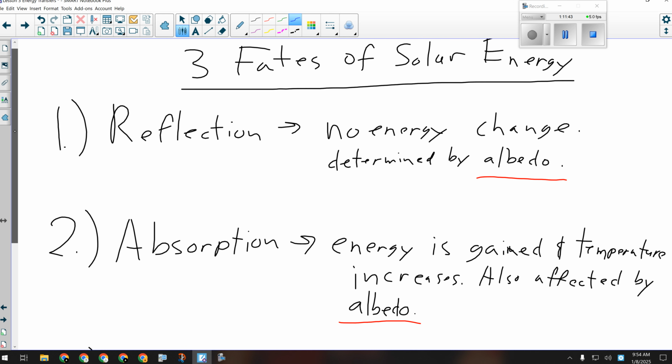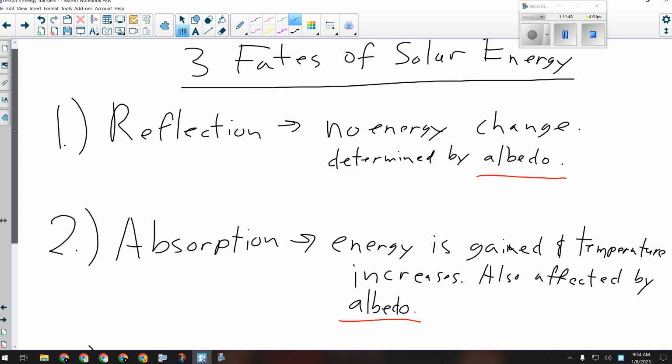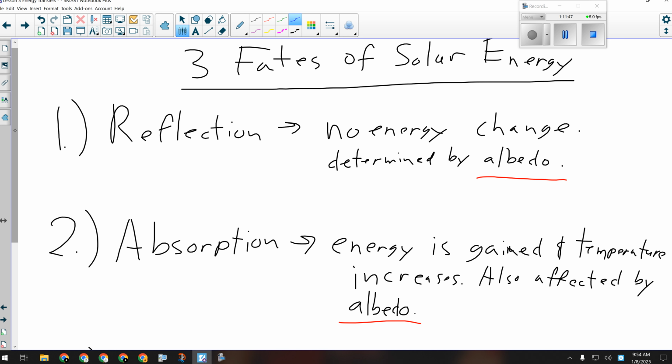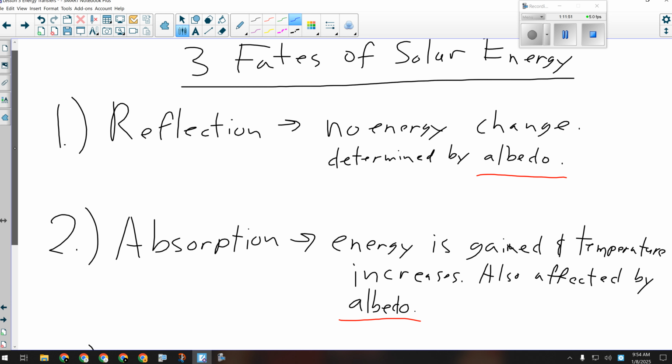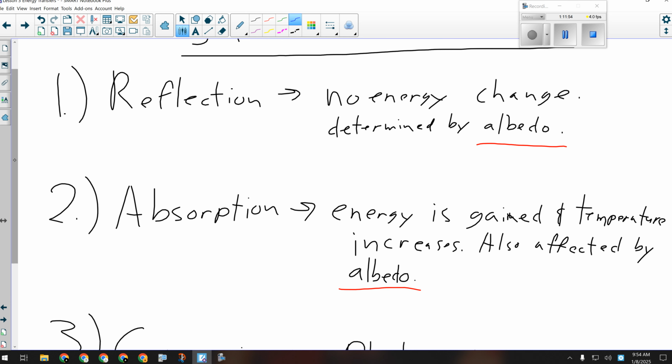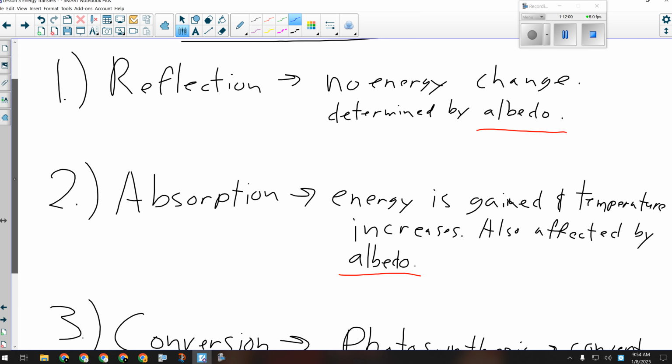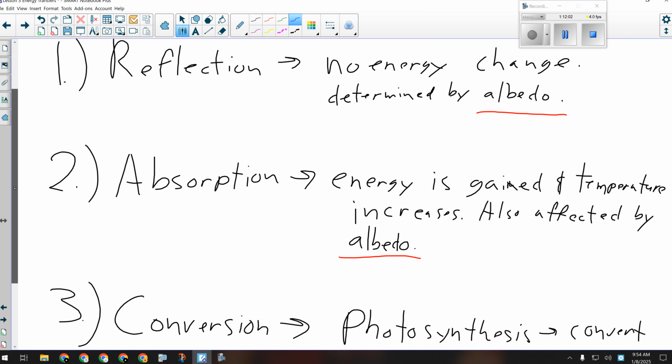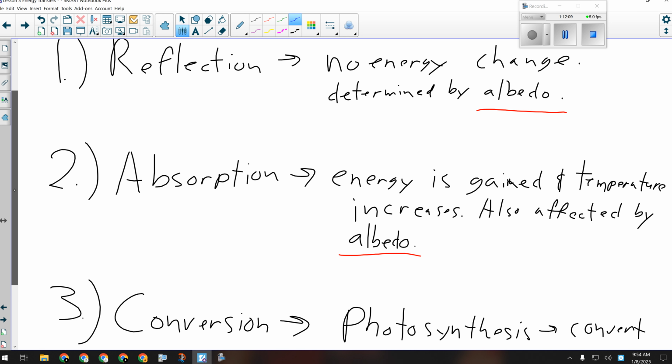So the 3 fates of solar energy, make sure you have those down. Reflection, there's no energy change. It's determined by albedo. Albedo is very high. Absorption, energy is gained, temperature increases, also affected by albedo. Low albedo, high absorption. And then conversion or usage by photosynthesis. That is converted from light to chemical energy by plants.